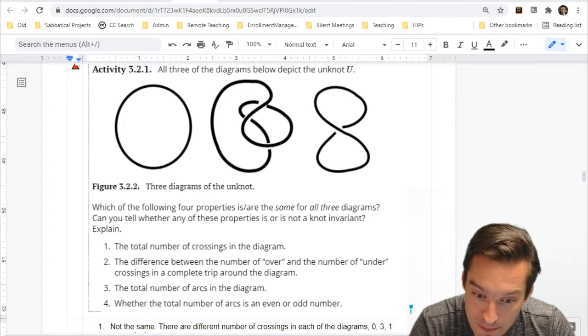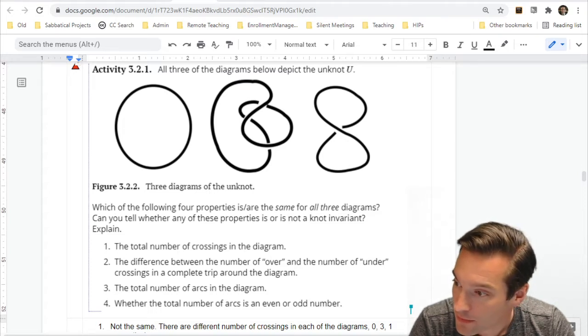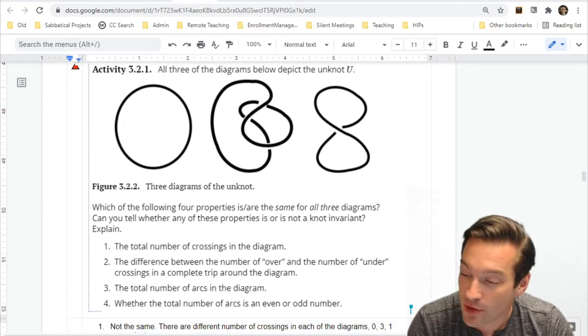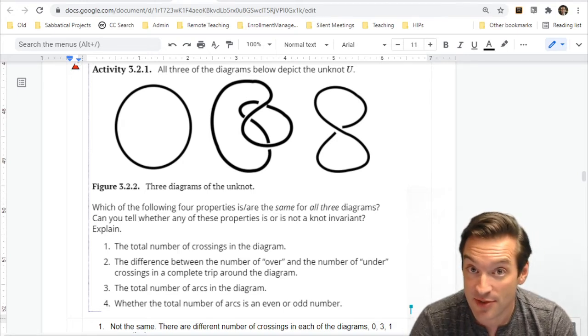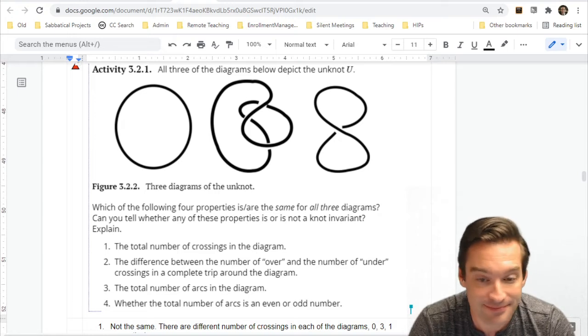Remember, in order to... For just number 1, you're asking? Yeah, just think about the total number of crossings in the diagram. And then we say that would not be an invariant of knots. It would not be an invariant.